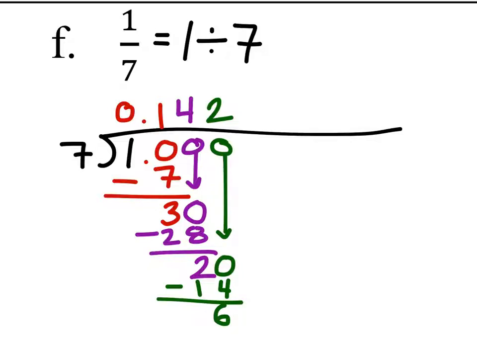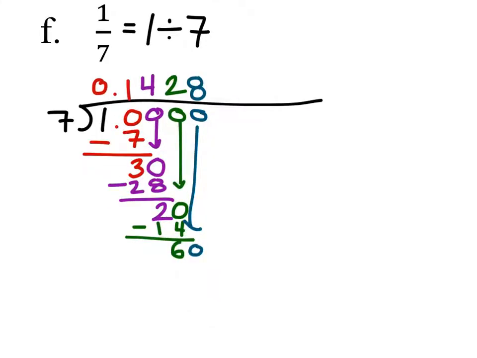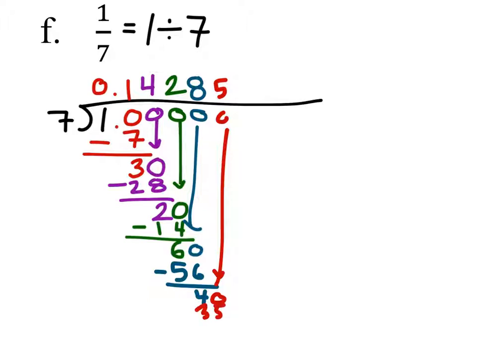Drop a 0. 7 will not go into 6, so we're going to have to make that a 60. 7 will go into 60 8 times. 8 times 7 is 56. So we're going to subtract 56 right here, and we got 4. So we're going to have to drop another 0. 7 will go into 40 5 times. 7 times 5 is 35, and I subtract, and I got a 5.